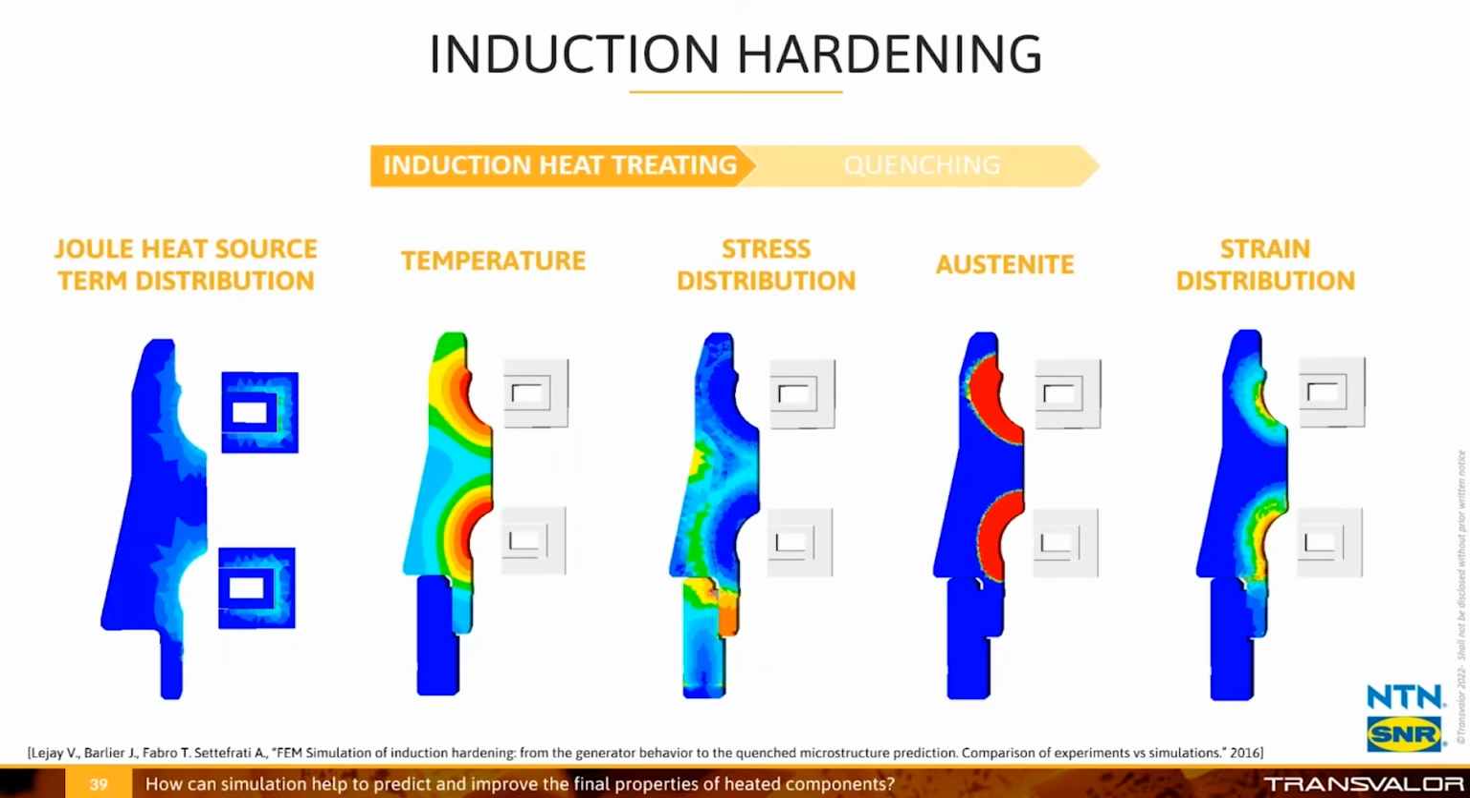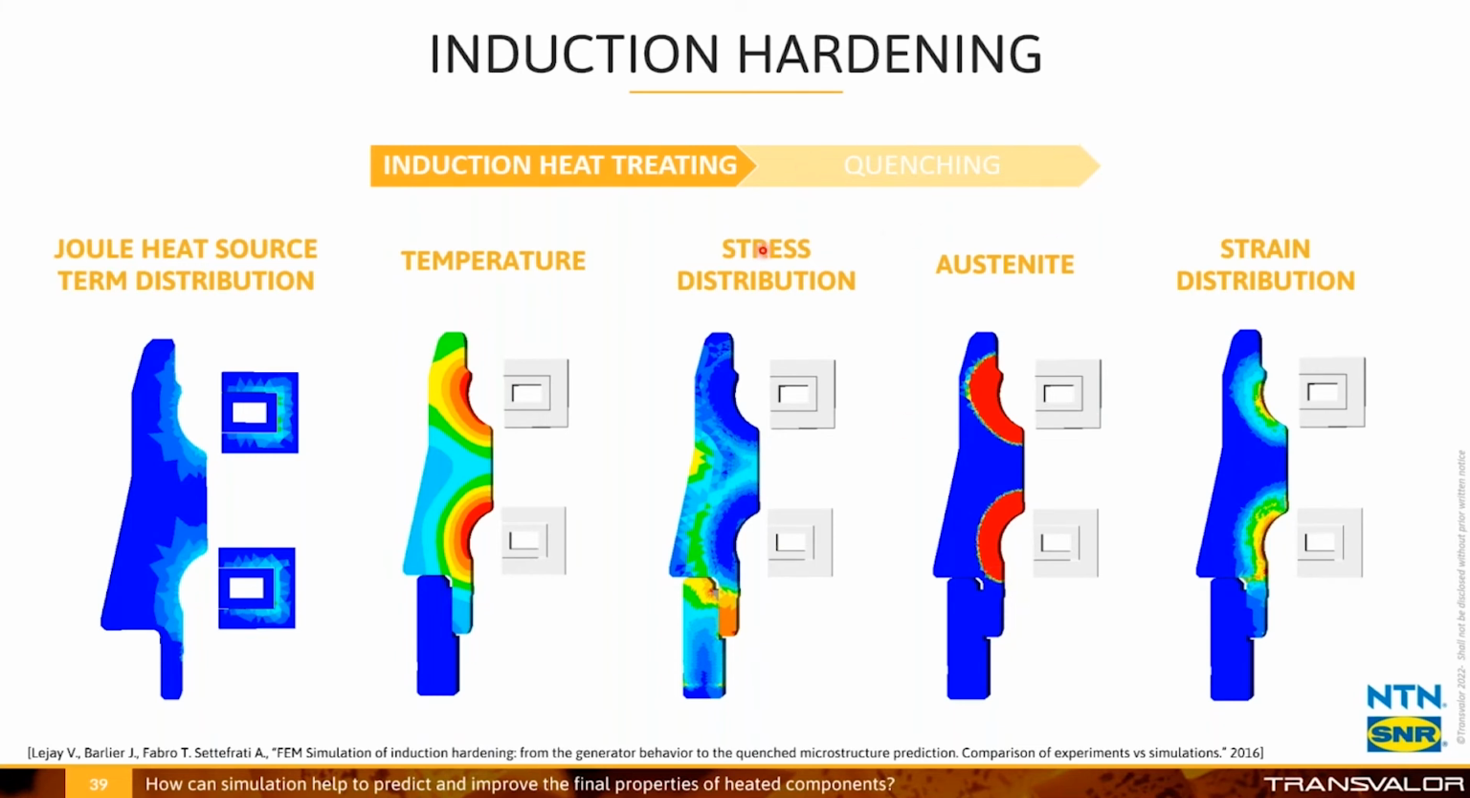Here we are analyzing what happens during induction heat treating. We see here the appearance of the Joule heat source term. We see the temperature that increases around the ball raceway during induction heat treating. We see here the stress distribution. We see how the austenite is distributed around the ball raceway.